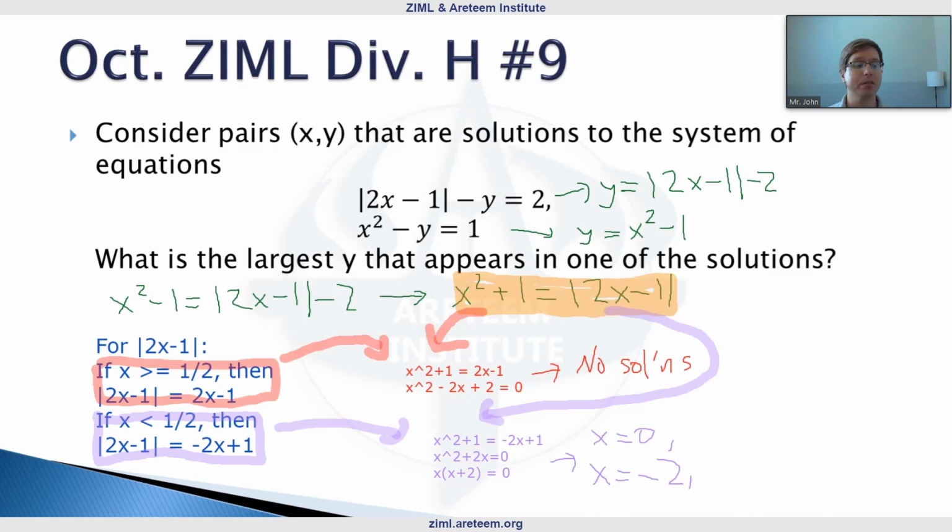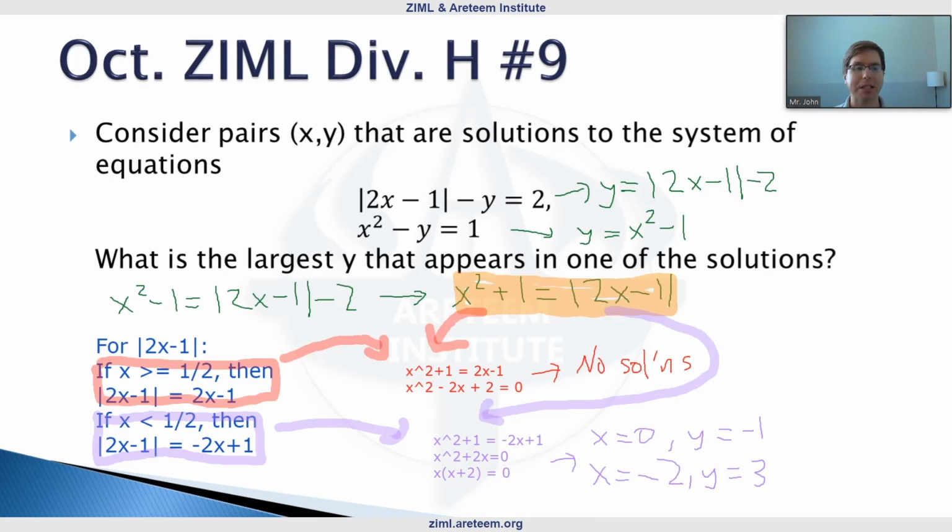Of course, we want to find solutions for y as well. So if x is 0, what is y? Y then is going to be negative 1. 0 minus 1 is negative 1. If x equals negative 2, we have 4 minus 1. Y is going to be equal to 3. So those are the two sets of solutions we have here.